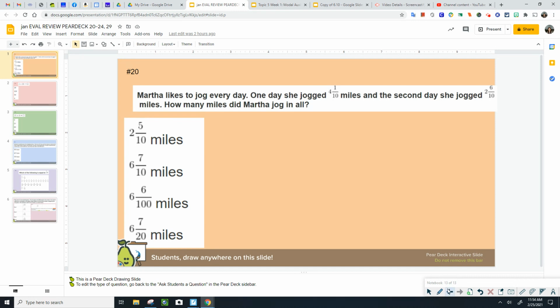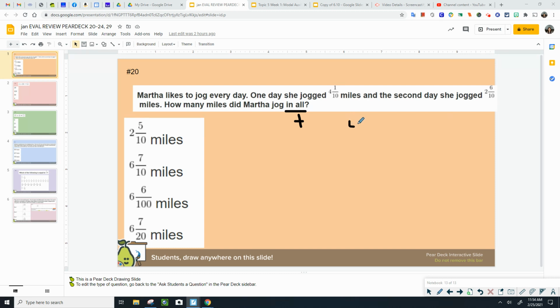So let's look at this problem right here. It says Martha likes to jog every day. One day she jogged 4 1/10 mile, and the second day she jogged 2 6/10 miles. How many miles did Martha jog in all? So the words right here, in all, tell us the operation we're going to do, and it is going to be addition. That's right. So in all means I'm adding up the days that she's jogging.